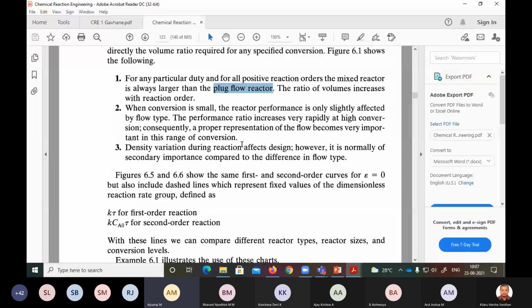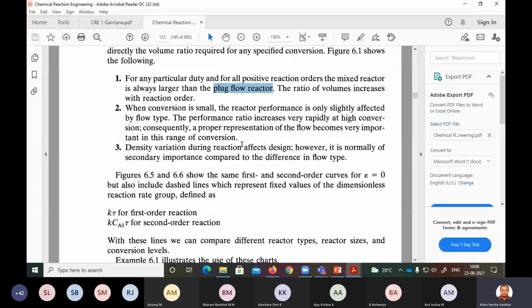So if we want to increase that conversion, we will increase the number of molecules that we are sending for the reaction. So that's why the volume of that reactor also increases due to the extra molecules that we have added. So that for the same volume, conversion will be different. So that's how, sir.